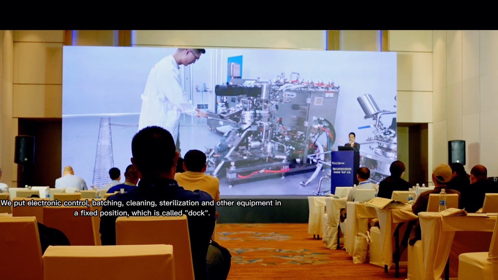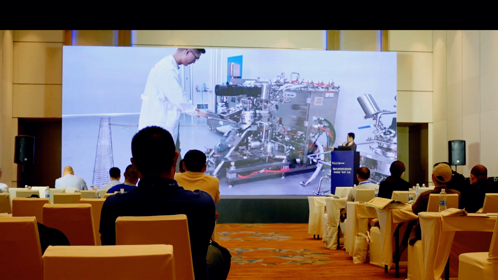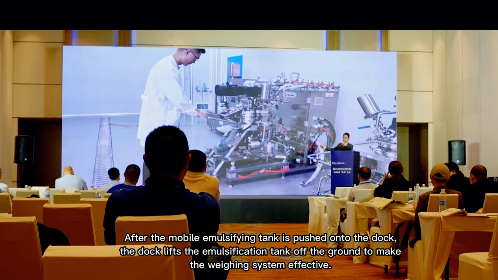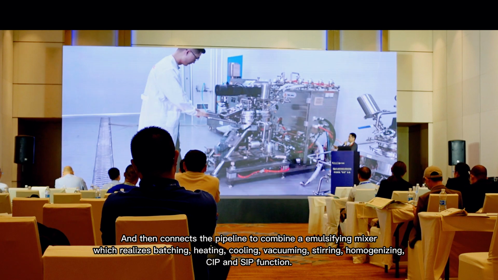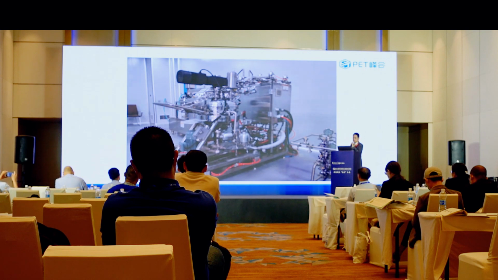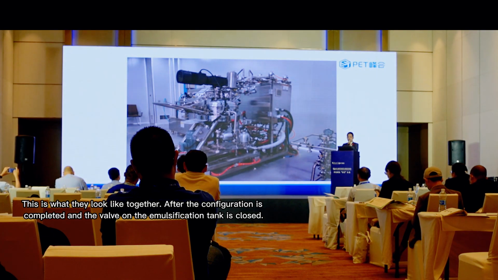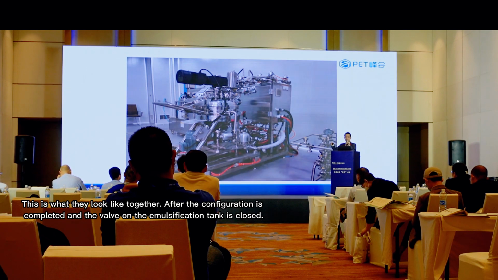We put electronic control, batching, cleaning, sterilization, and other equipment in a fixed position, which is called the dock. After the mobile emulsifying tank is pushed onto the dock, the dock lifts the emulsification tank off the ground and then connects the pipeline system to combine an emulsifying mixer, which realizes batching, heating, cooling, vacuuming, stirring, homogenizing, CIP and SIP functions. This is what they look like together after the configuration is completed and the valve on the emulsification tank is closed.